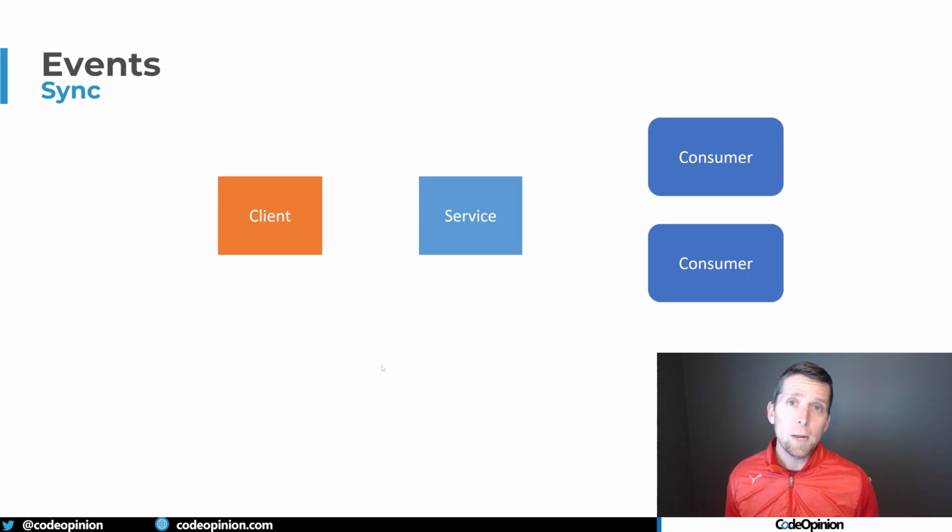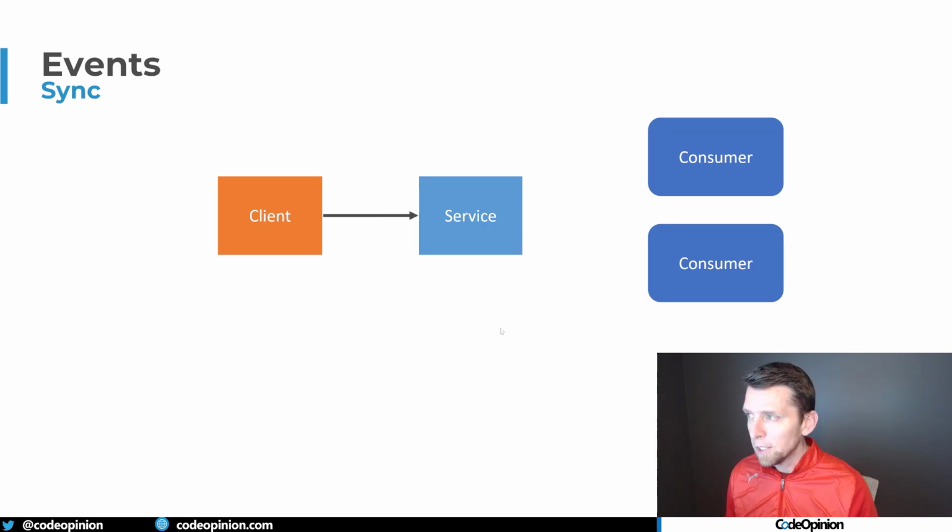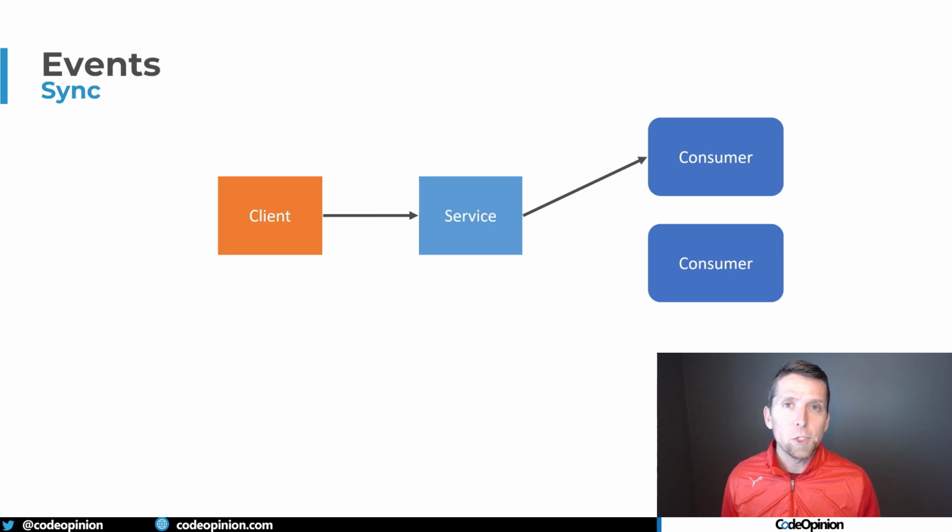So finally, let's talk about events. Now this may seem obvious or maybe not. So we have our client, we have a service, and we have different consumers. Now, if we're talking about this being synchronous, if we perform some type of state change, we need to publish an event, and we make synchronous calls to our consumers. Maybe this is in process, or maybe this is an HTTP call to another service, some external service.